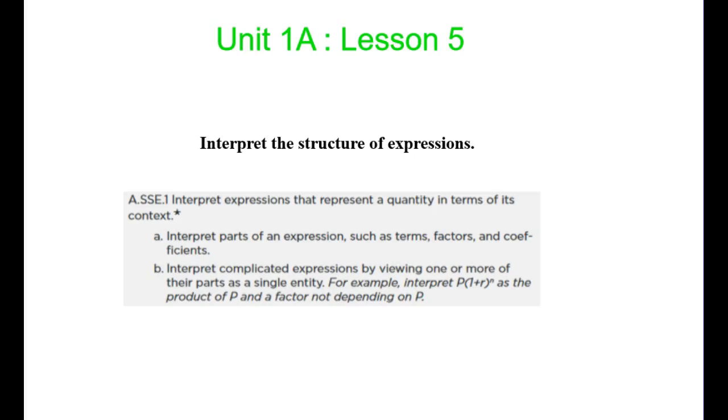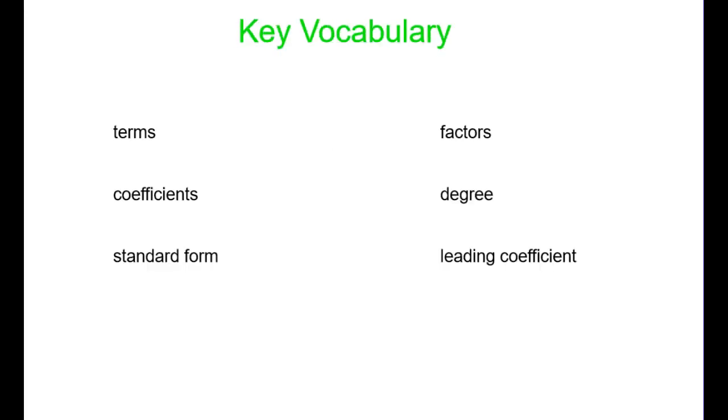Unit 1A, Lesson 5. There's one standard with two parts that we need to discuss. Interpret expressions that represent a quantity in terms of its context. Part A, interpret parts of an expression, such as terms, factors, and coefficients. Part B, interpret complicated expressions by viewing one or more of their parts as a single entity. For example, interpret P times a quantity 1 plus R raised to the N as a product of P and a factor not depending on P.